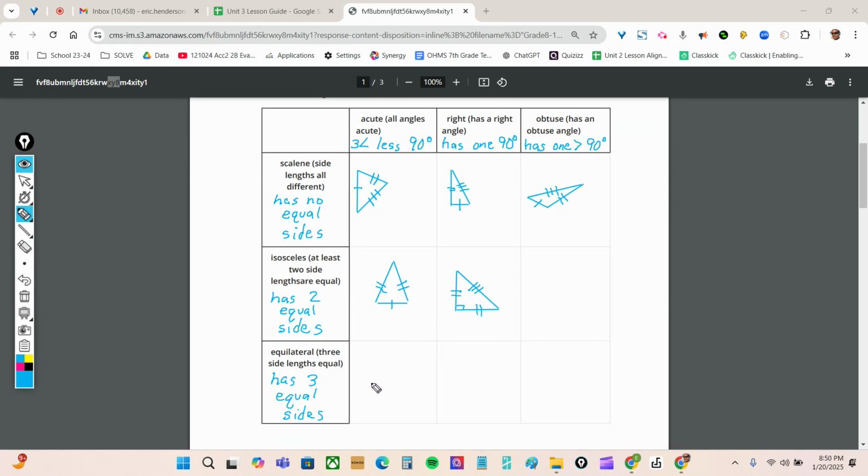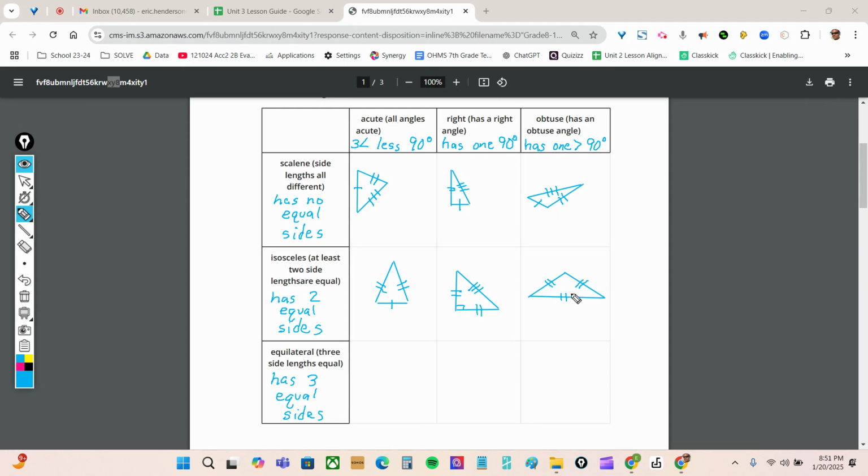All right, and then obtuse and isosceles. We start with an obtuse angle, and then we're going to have this one. So we got 1, 2, 1, 2, and this is 1.